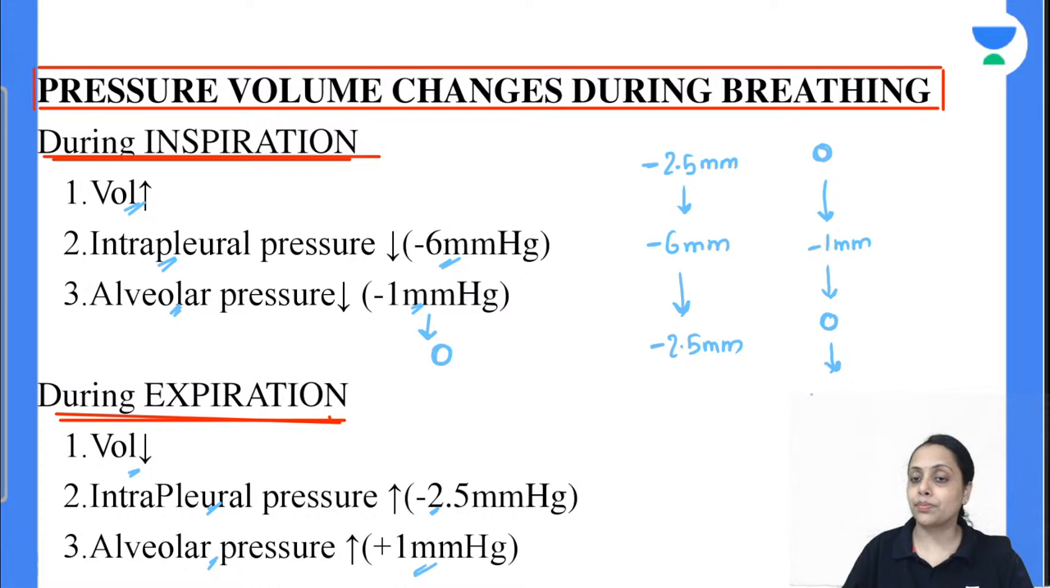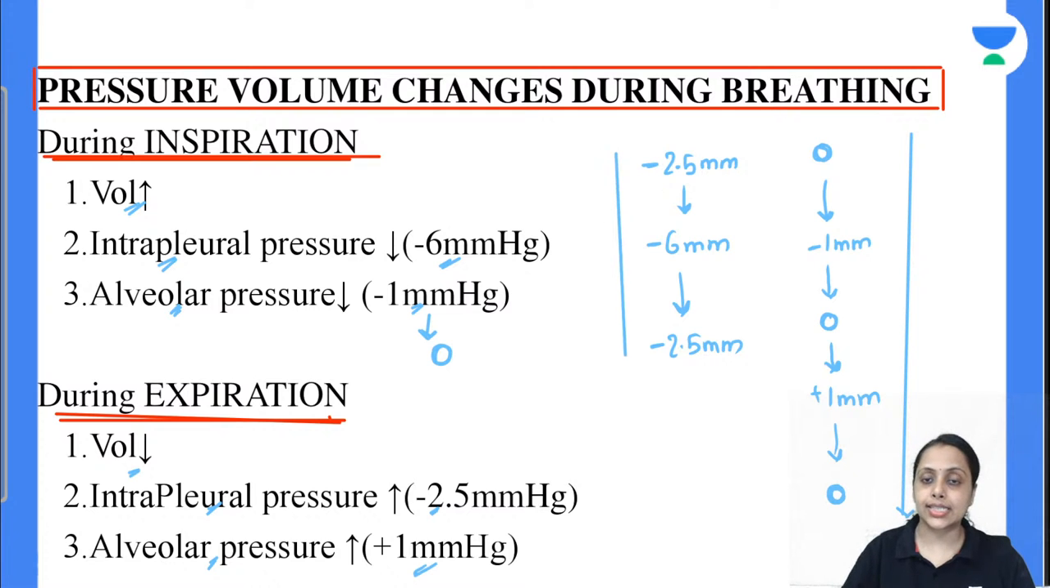Expiration mein, it is going to increase. So, it increases to +1 mm of Hg. At the end of expiration, it again becomes zero. So, that's how our alveolar pressure changes. Is this clear with everybody? Do reply fast. Is this clear?